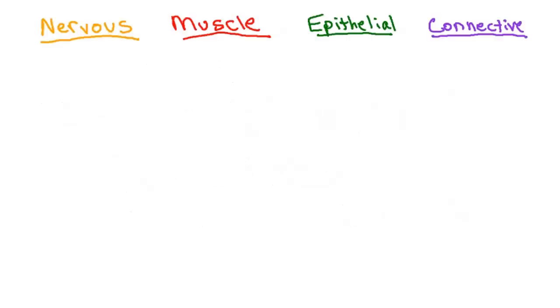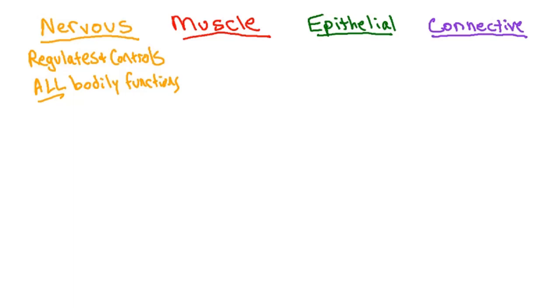Now the nervous tissue, let's start with that. The function that the nervous tissue does is it regulates and controls all the body functions. The muscle tissue is just that, and its entire function is movement.